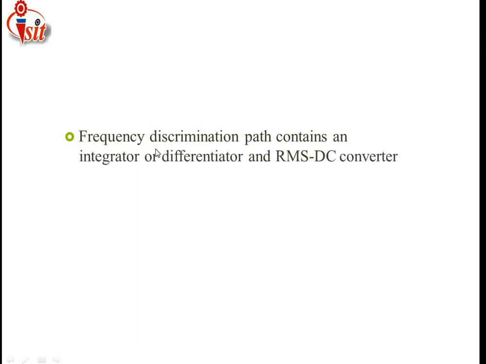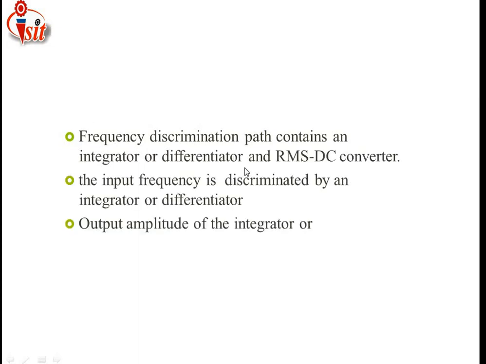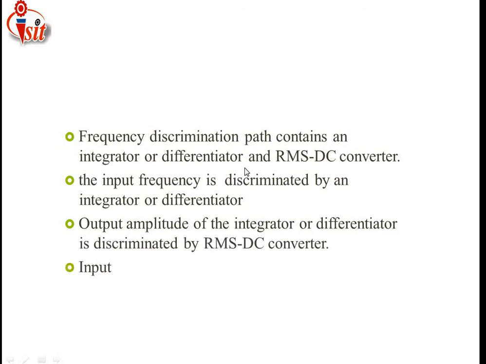Then the frequency discrimination path contains an integrator or differentiator. As I have told you, first of all you have to consider whether it is an integrator or differentiator, and it is collected along with the RMS DC converter. The RMS DC converter is the root mean square direct current converter. Then the input frequency is discriminated by an integrator or differentiator.